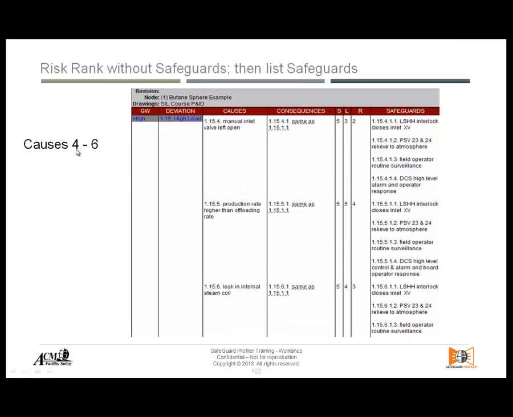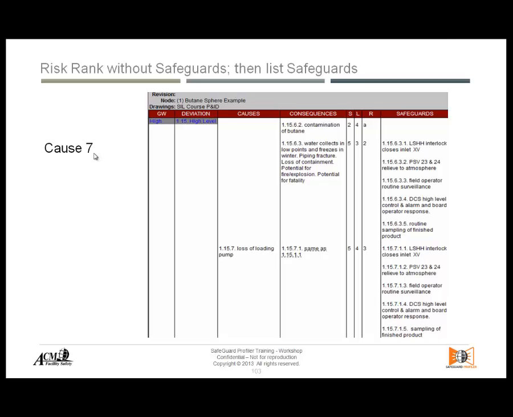So now these are for causes or initiated events 4 to 6 and 7. So there were 7 identified causes with the same consequence, in this case, potential for fatality. And there were also risk ranks with the severity and the likelihood of that severity, and how the risk level or the risk ranking comes out in here.